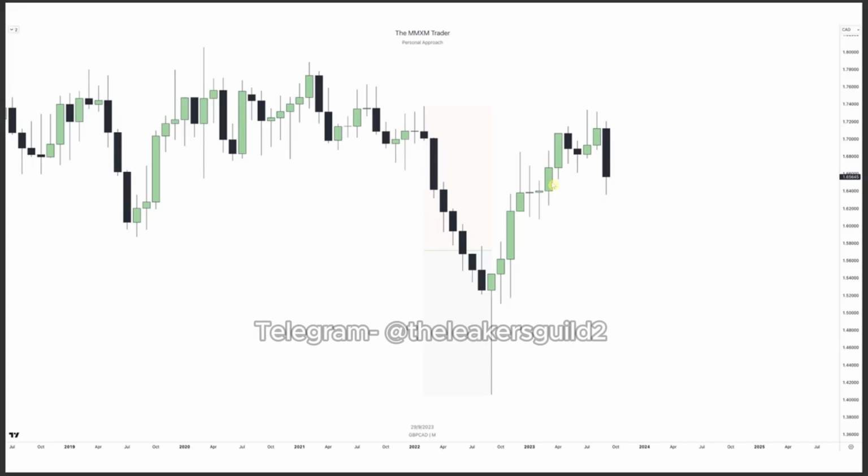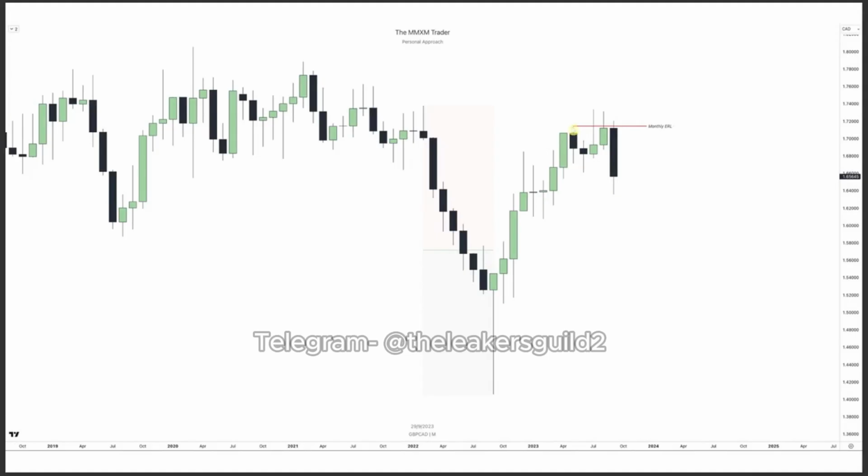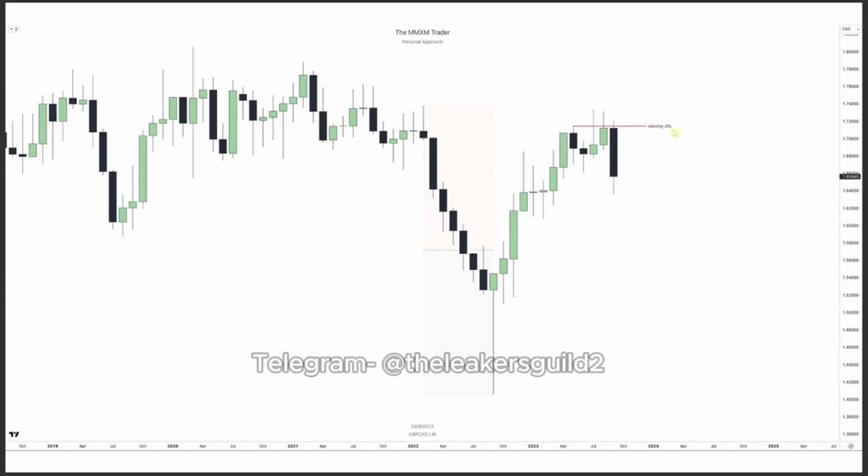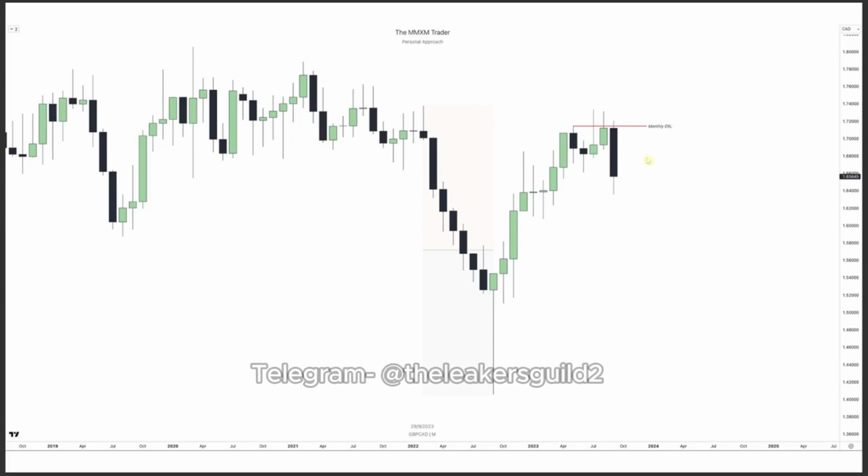So where did we take external liquidity? We've got this high here on the monthly, this swing high. We can see price sweeps above it and then starts to decline afterwards. Now after, again, external range liquidity, we want to be focusing on an internal range liquidity pool. So where do we have that?